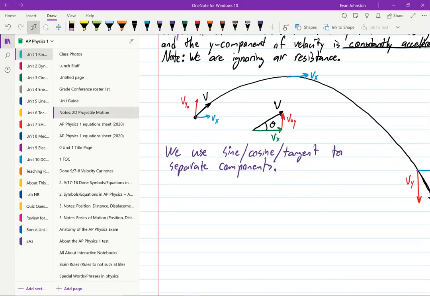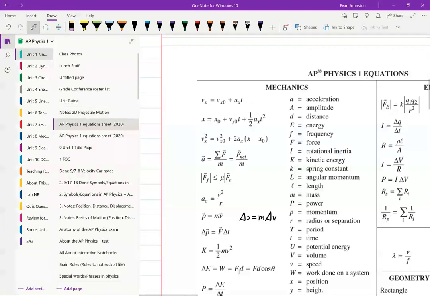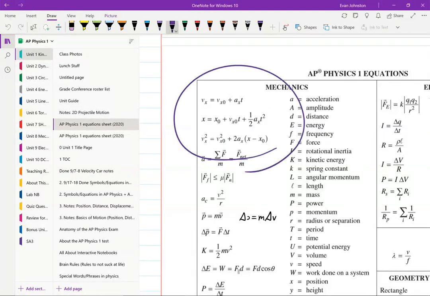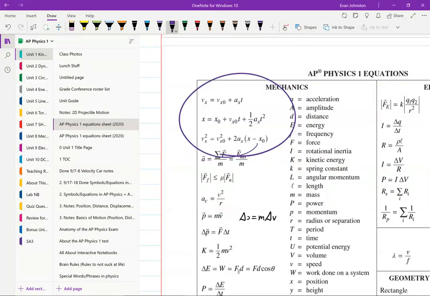I just want to remind you that we have this equation sheet that we've been using a lot so far. We have these three equations, and we can look at them in the x direction, and we can look at them in the y direction. If we look at these in the x direction, there's no acceleration in the x direction, and so the final velocity is the initial. That's kind of a dumb one to look at.